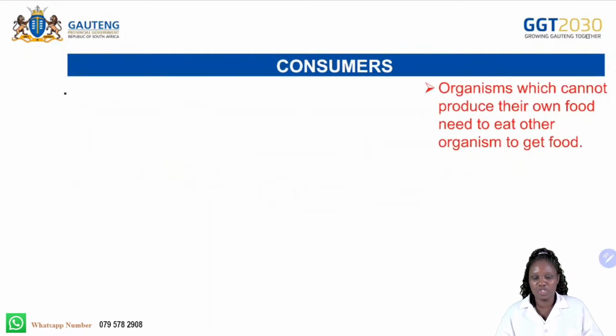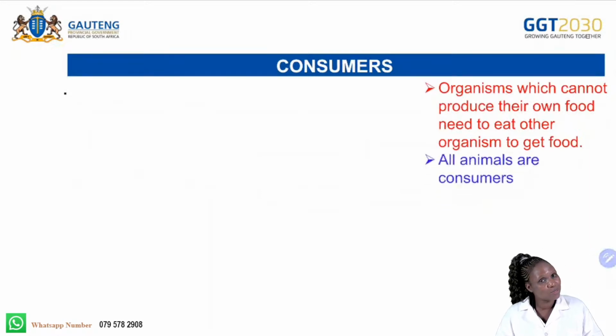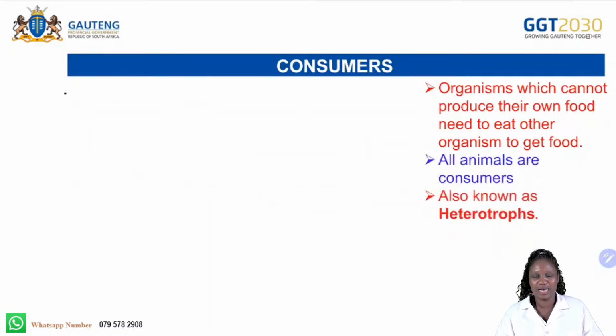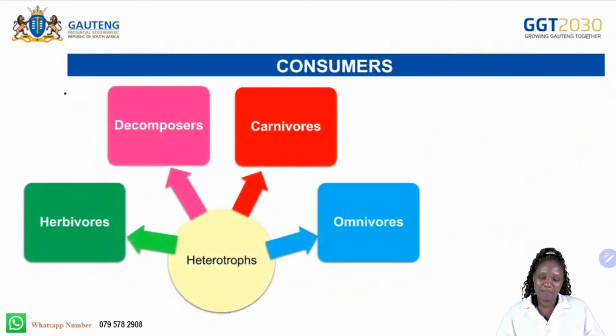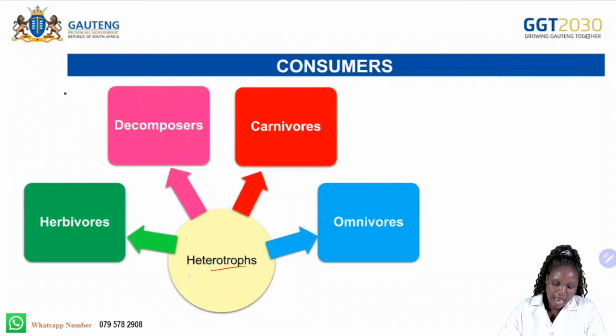And then we've got the consumers. These are organisms which cannot produce their own food. They need to eat other organisms to get food. All animals are consumers and they are called heterotrophs. Let's look at heterotrophs. We said heterotrophs are what? Animals. And then autotrophs, the plants.